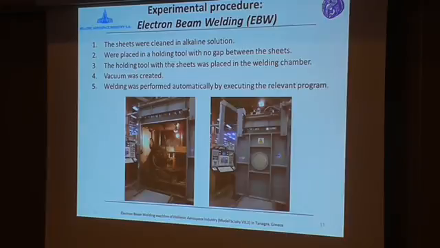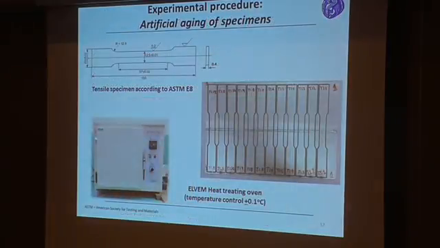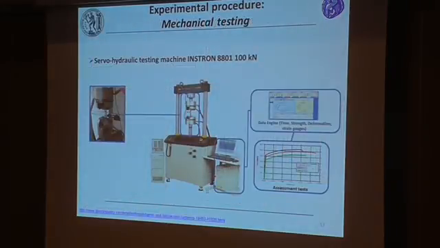For the electron welding, the sheets were cleaned, placed on a holding tool, and the welding was performed automatically. This slide depicts the geometry of the tensile specimens, and here we can see the machined tensile specimens with welding in the center of the gauge length. The mechanical tests took place at the National Technical University of Athens with a hydraulic testing machine.